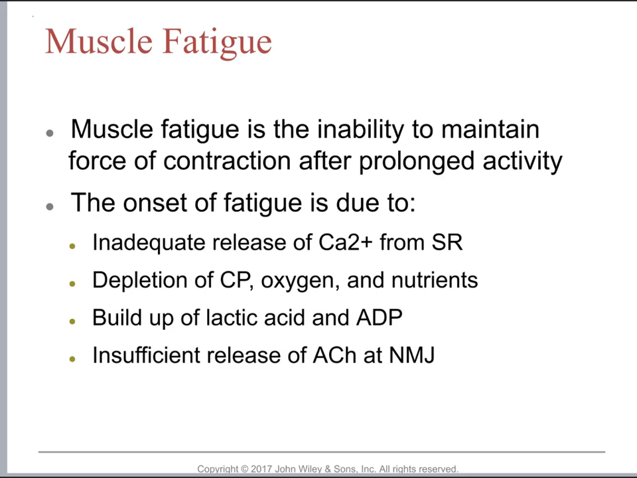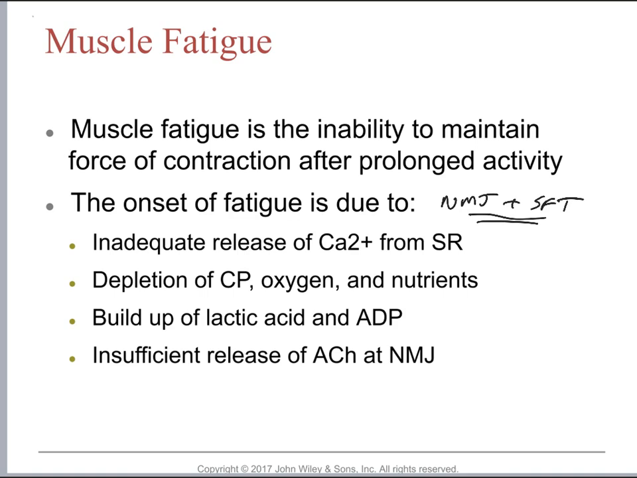We introduced this word in the previous slide when we talked about using energy and being resistant to fatigue. So what is actual fatigue? Muscle fatigue is the inability to maintain force of contraction after prolonged activity. Now, what causes the fatigue? Again, go back to the neuromuscular junction and sliding filament theory. Remember those rate limiting steps?